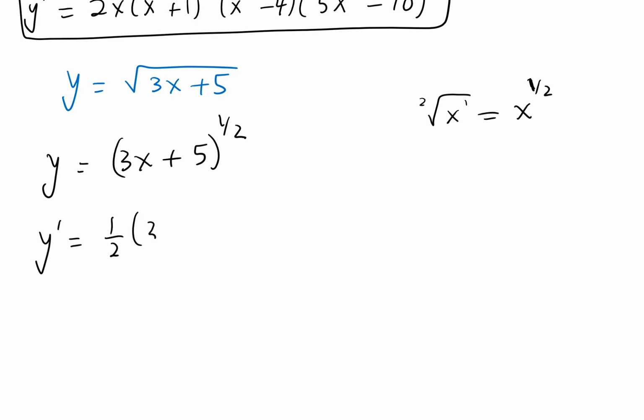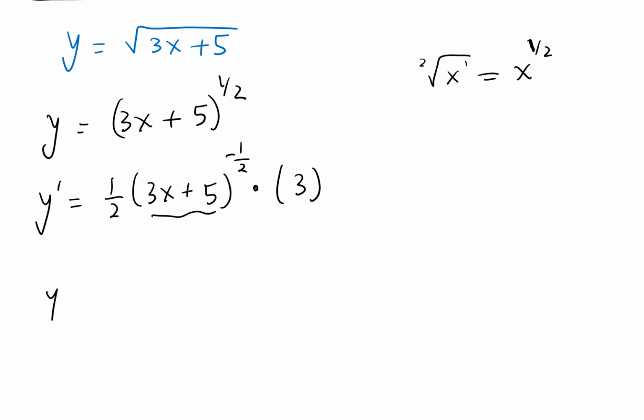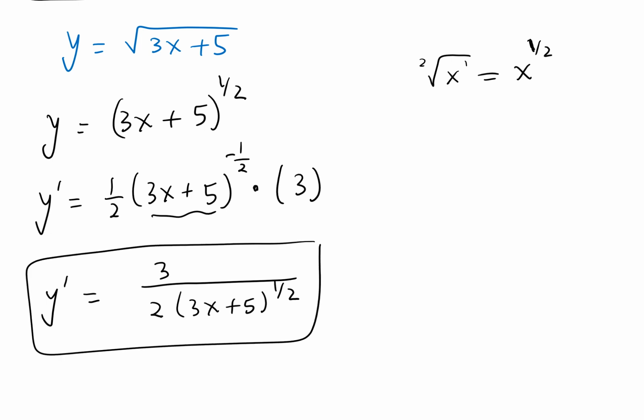We bring the 1/2 down, subtract 1 from the exponent, becomes negative 1/2, times the derivative of the inside, which is 3. Y prime equals, keep the 3 out, and bring this whole thing down. We can't have negative exponents in the final answers. No negative exponents.